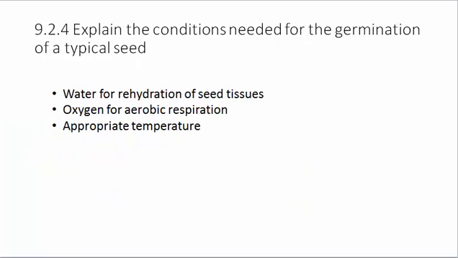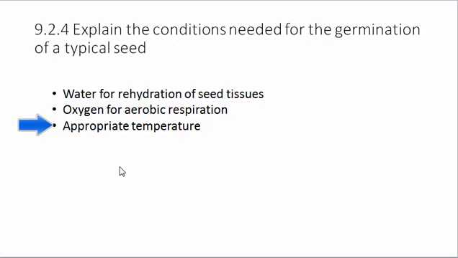The next assessment statement says, explain the conditions needed for the germination of a typical seed. So there's really three major conditions here. There's water for the rehydration of the seed tissue. During formation of the seed, water is removed. There's oxygen so that respiration can occur, and there needs to be an appropriate temperature so that the enzymes are at maximum activity.